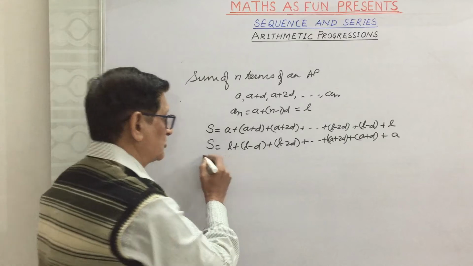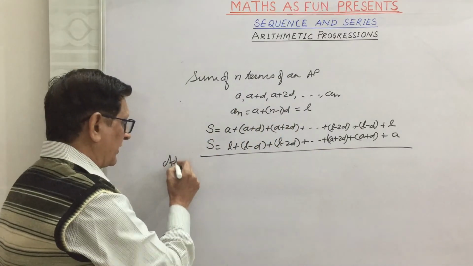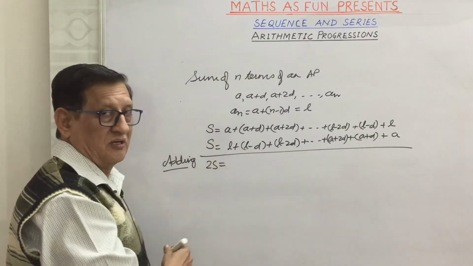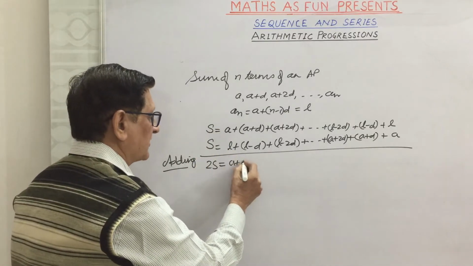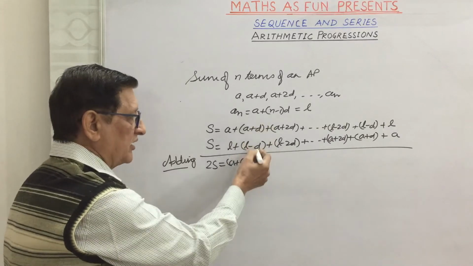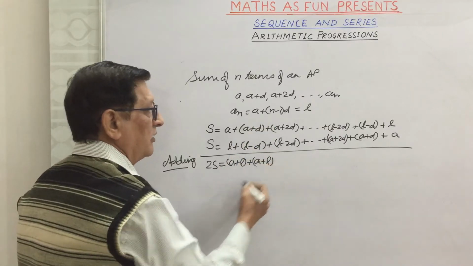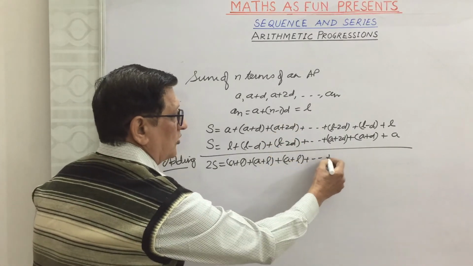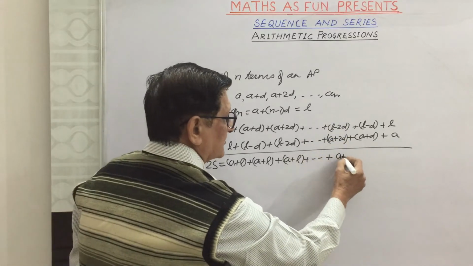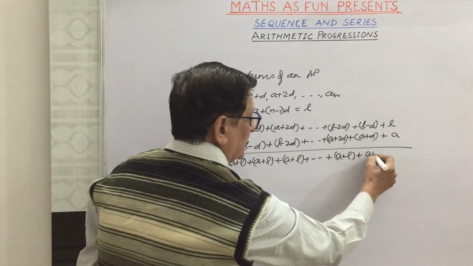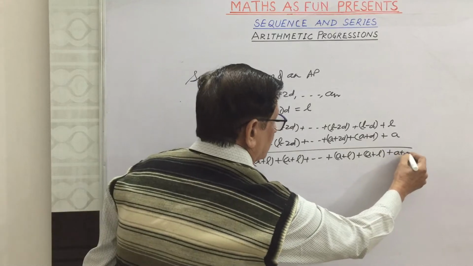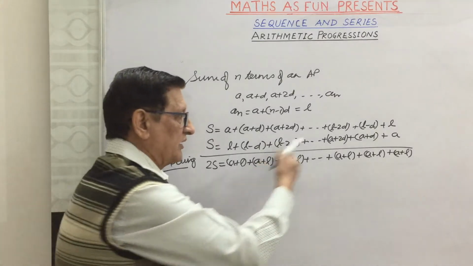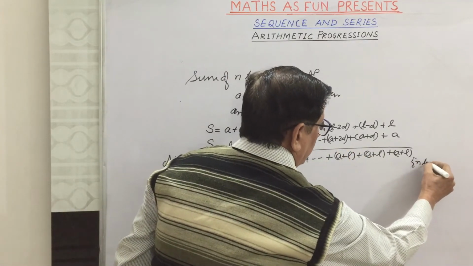If we add these two, we get S plus S, that is 2S. If we add this, we get A plus L. If we add these two, D and D will cancel, this is also A plus L. Here 2D and 2D will cancel, this is also A plus L, and so on. Here also it comes as A plus L, and here also it comes as A plus L. So all the terms are A plus L each. And how many terms are there? They are n terms.